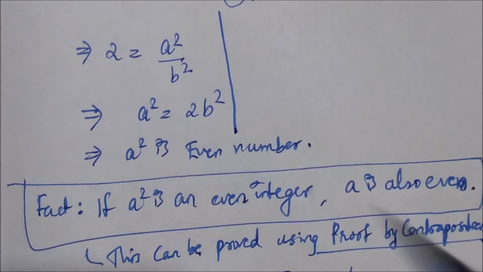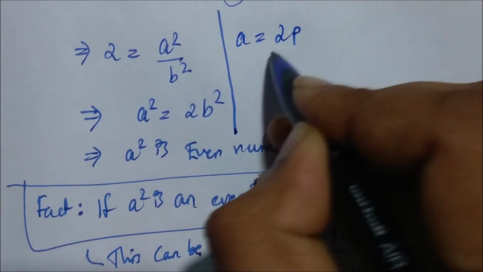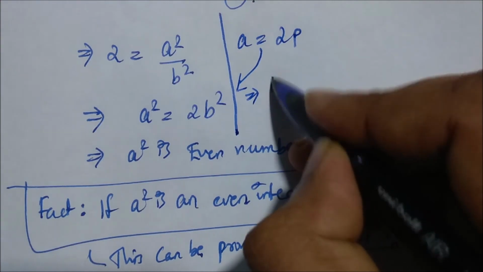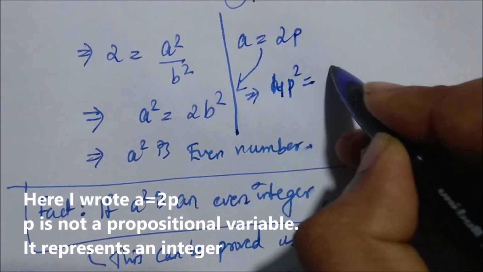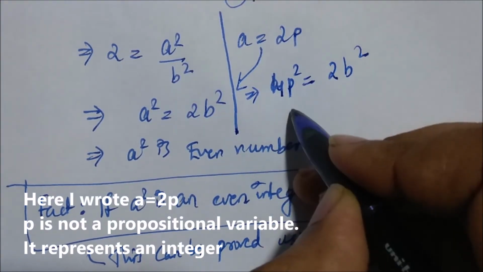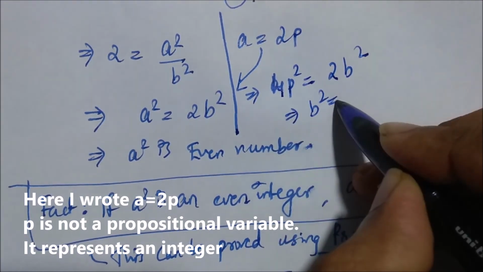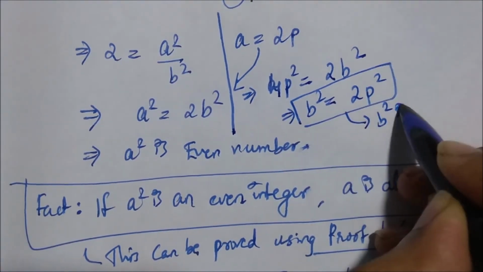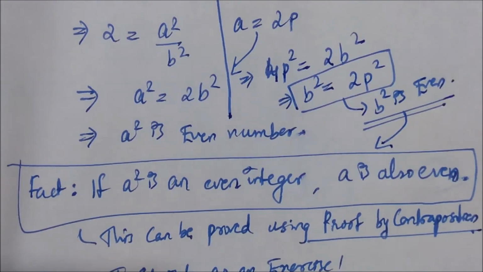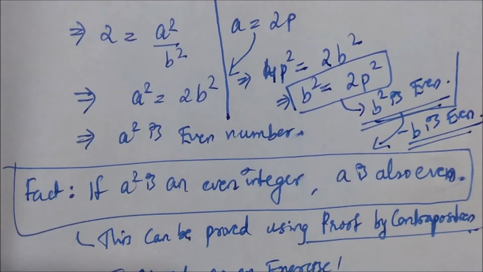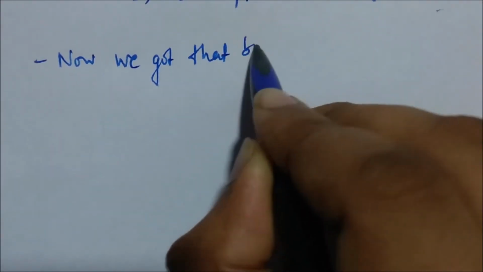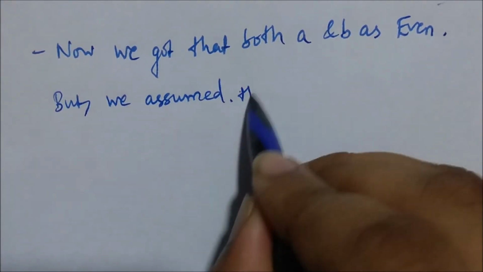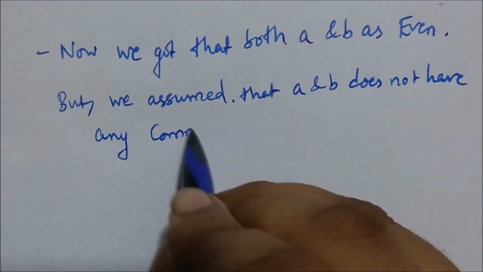Now we got a as an even number, which means that if we substitute in this equation a square equal to 2b square, we get 4p square equal to 2b square. From that we get b square equal to 2 into p square. From that we get that b square is an even number. And now we make use of this fact again to get that b is also an even number. And finally we get both a and b as even numbers. But we assumed that a and b don't have any common factors other than 1, or in other words, GCD of a, b is 1.